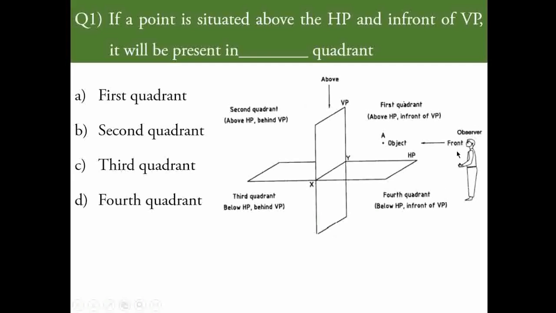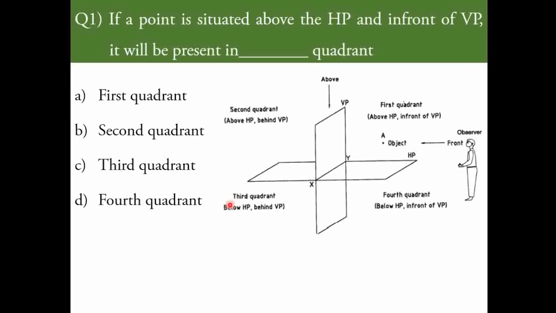Means the position of the observer is always fixed, and he is going to observe the point as per the given conditions. In the first quadrant the condition is like this: above the HP and in front of VP, means the point will be present above the horizontal plane and in front of the vertical plane. If we consider the second quadrant, the point position will be above the horizontal plane but behind the vertical plane, as compared to the position of the observer, that we have to remember.